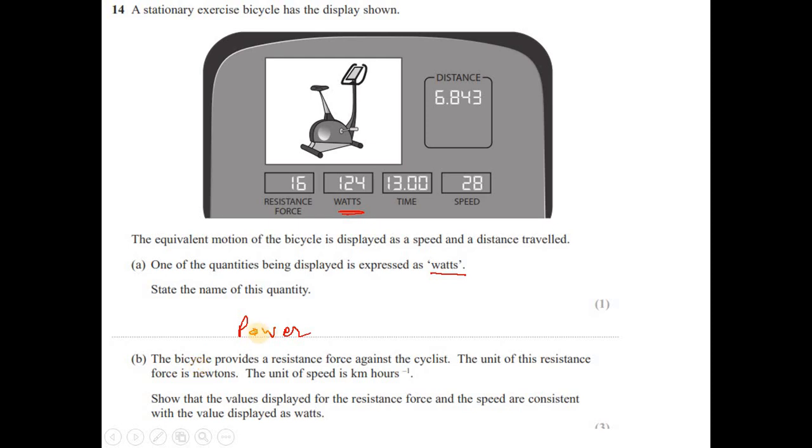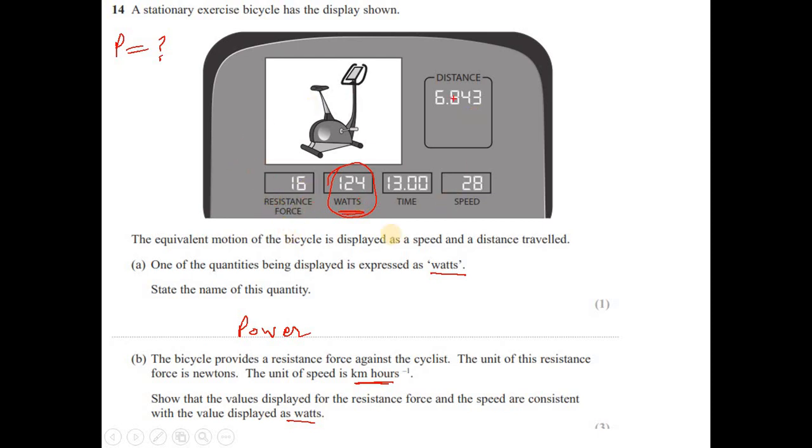Part B. The bicycle provides a resistance force against the cyclist. The unit of this resistance force is Newton. The unit of speed is kilometer per hour. Show that the value displayed for the resistance force and the speed are consistent with the value displayed as watts. That means you need to use the values on the display. You need to figure out the power from the given values, and see if this power is consistent with the given value of the power on the display.